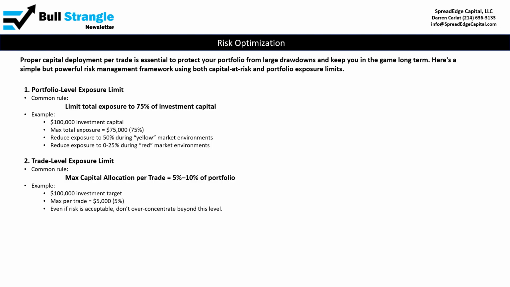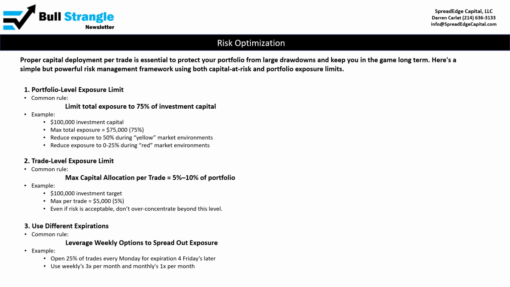and so on. The third is to use different expiration dates. Now, I've covered this a couple times already. I want to have a weekly option expiration cycle where every Friday a different group of options is going to be expiring. So I want to deploy 25% of my capital, and of course that's at that 75% rate, on any given Monday, and I'm just going to keep that cycle moving.